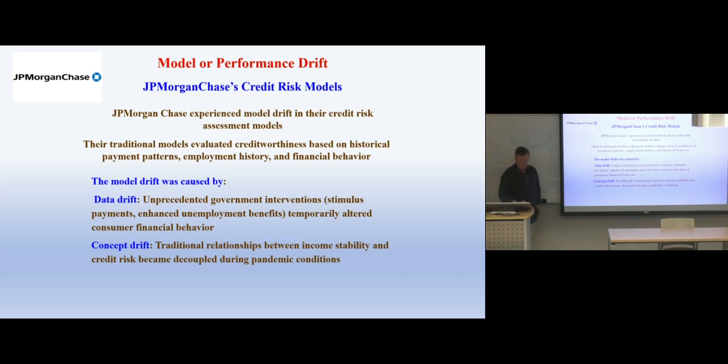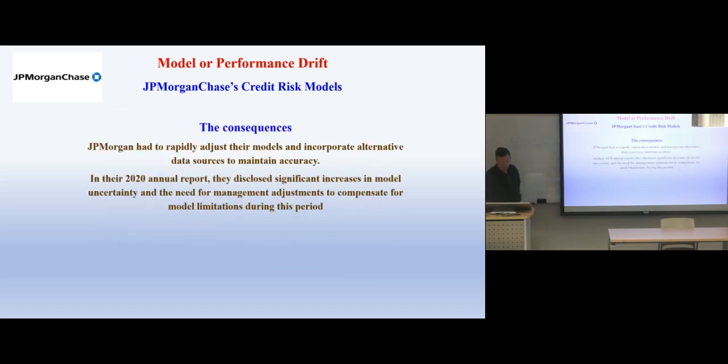JP Morgan had model drift because of their credit risk models, and they evaluated, of course, historical payments. They used historical data. Now, what they got was data drift because of government interventions, stimulus payments, enhanced unemployment benefits, and so forth. And then the relationships between income stability and credit risk became decoupled during COVID. So this is COVID again. We had 3 rounds of government stimulus payments. Unemployment benefits continued, and they had a change in financial behavior. Here are the consequences. They very quickly had to adjust their models.